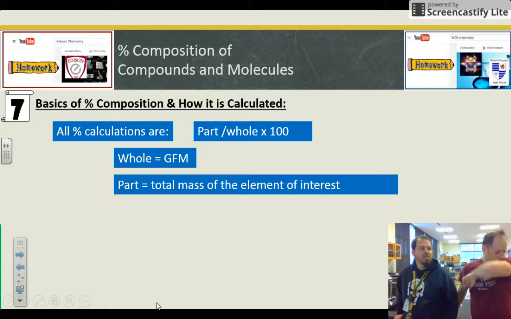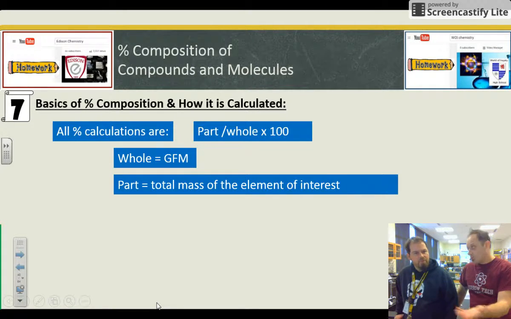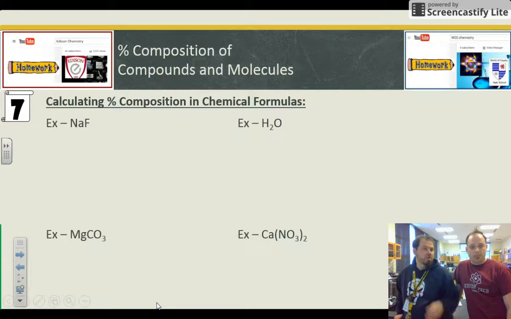So when we say, what's the percent of carbon in carbon dioxide, the whole thing is the gram formula mass of carbon dioxide, and the part is the part that's carbon. So there it is. And we find those parts when we do this, so it actually goes pretty quick.